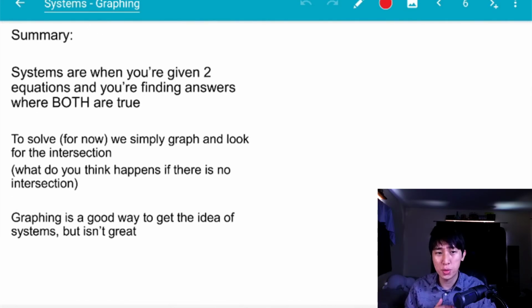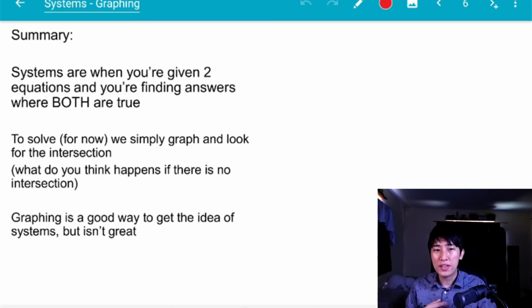Three things that are super important to know. Number one, systems are when you're given two equations and you're finding the answers, and the answers are where both of my equations are true. So you don't want a solution for one, you need a solution that works for both of them. The way we find it for now is to graph each of them and look for the intersection, where they overlap. If they don't overlap, what do you think that means? And if they completely overlap, what do you think that means?